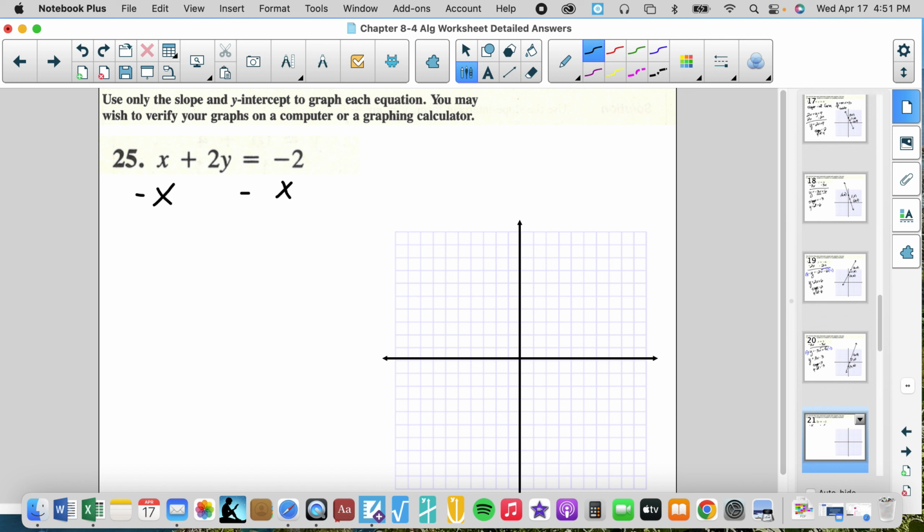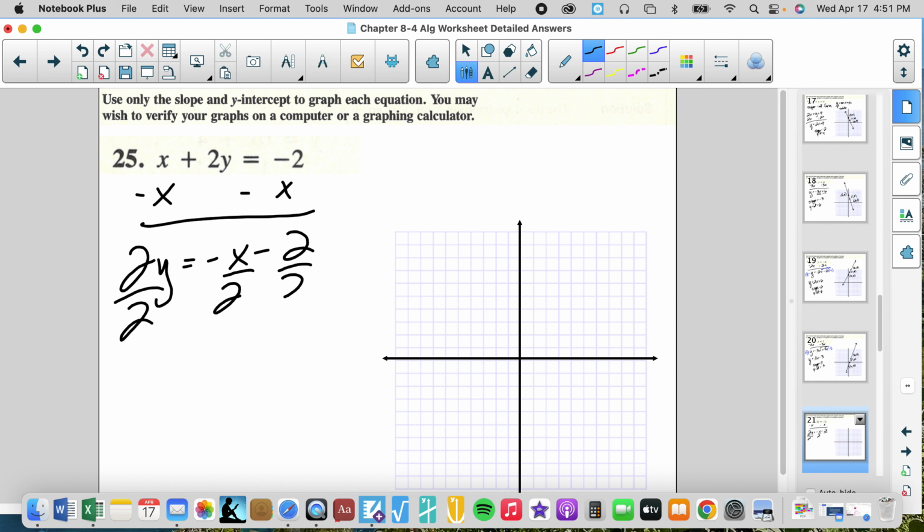Minus x. 2y equals negative x minus 2. Let's divide by 2. We have to divide everything, just like we're multiplying by negative 1 to everything. When we have to divide, we're going to divide everything.